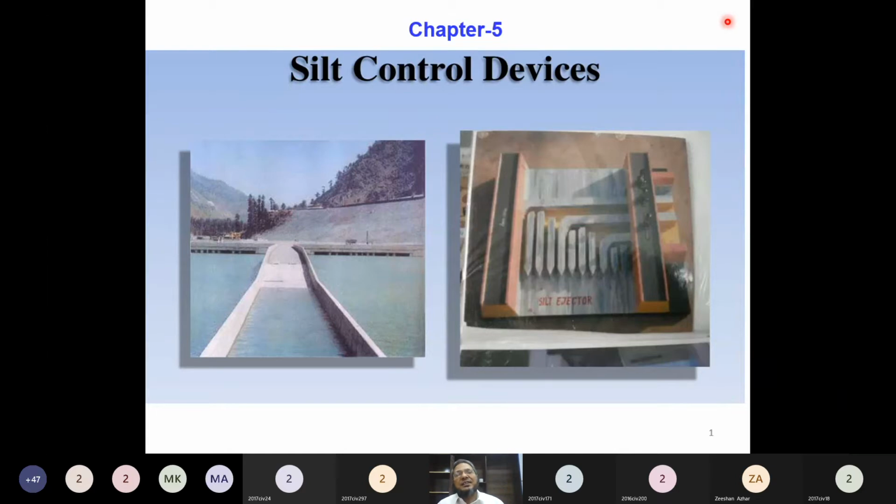If a lot of silt will enter into the main canals, then what will happen? If that silt is more than, or those sediments are more than the sediment carrying capacity of the flow, that silt will deposit in the canal and will reduce the cross section of the canal. And then it will reduce the discharging capacity of the canal. So it is very necessary that we should control the silt entry or the silt into the canal.